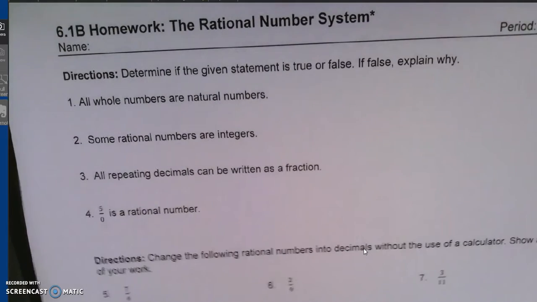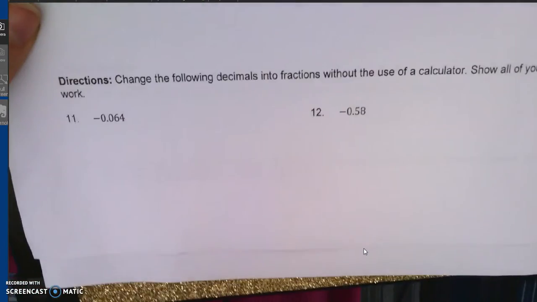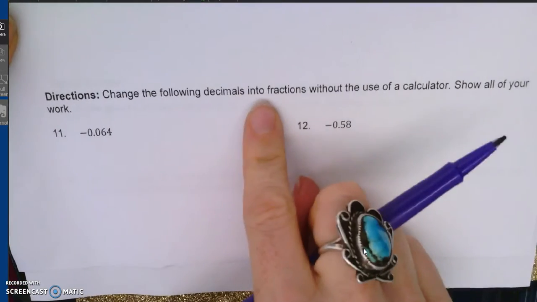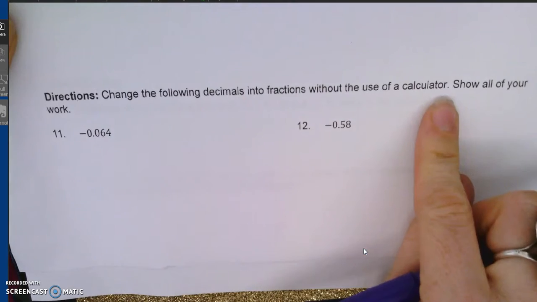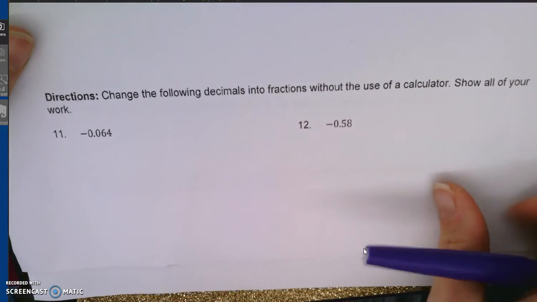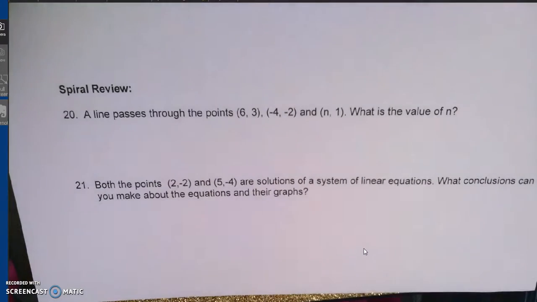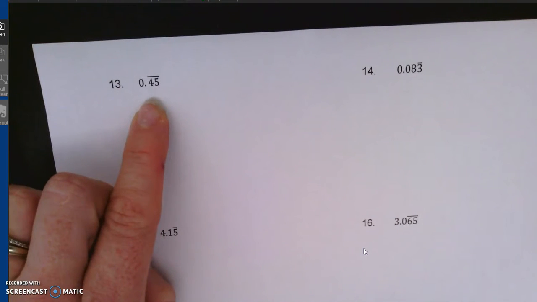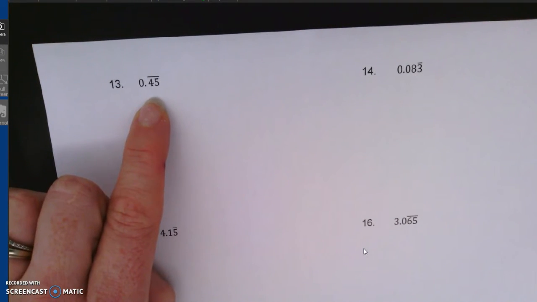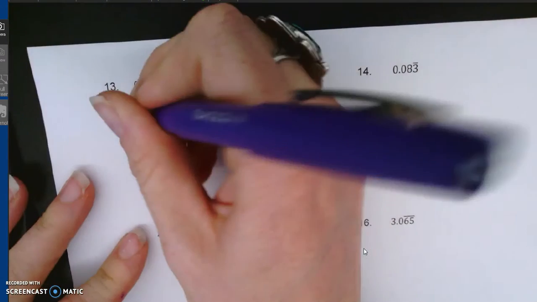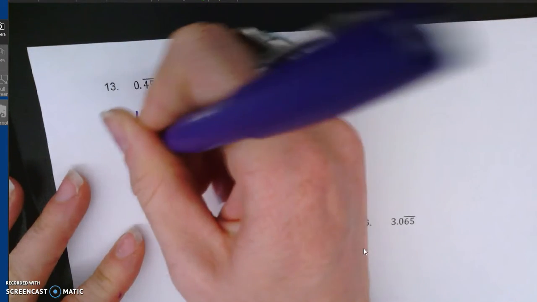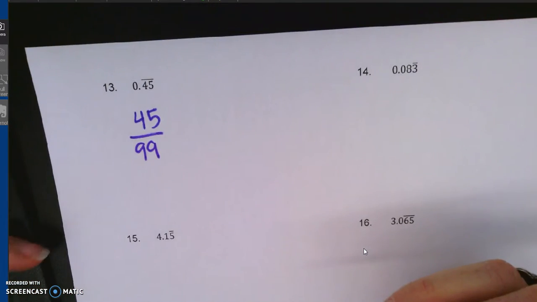So let's just go back really quick to the directions to make sure we can use our slick trick. Directions: Change the following decimals into fractions without the use of a calculator. Show all your work. So here, because on 13 we do have all the digits being repeated, I can use my slick trick. How many digits are being repeated? 2. So that means this is 45 over 99. However, of course, we need to think about, is this the simplest form?